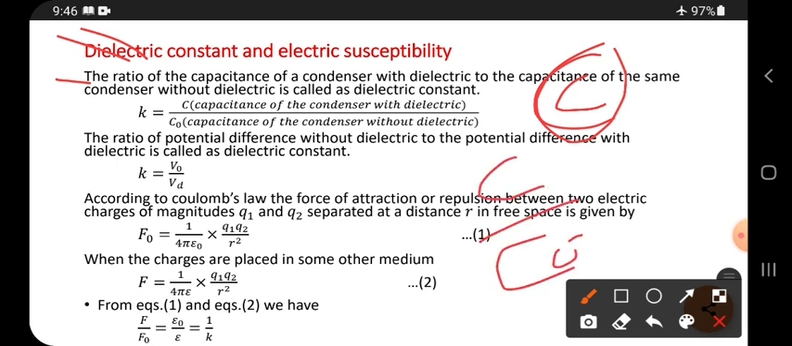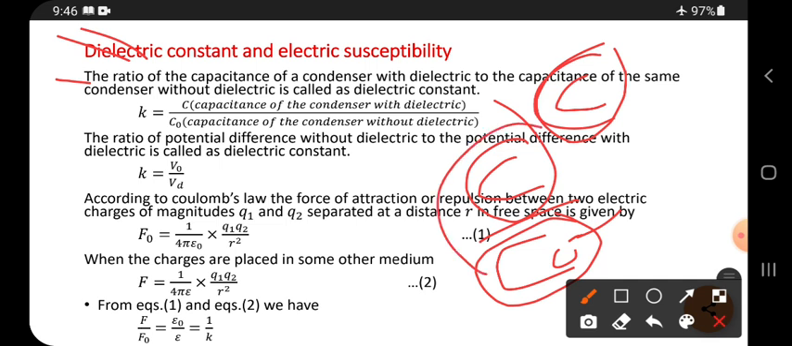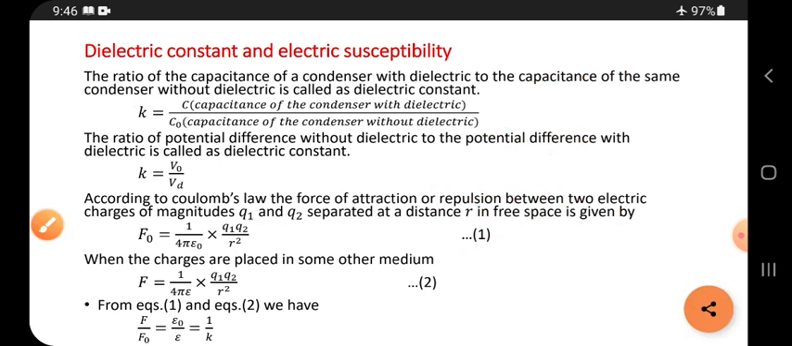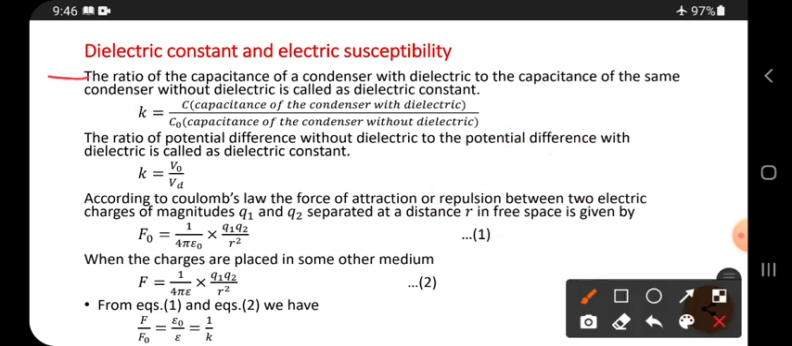C naught indicates the capacitance of the capacitor without dielectric, and C is with dielectric. So their ratio is what? It is the dielectric constant. Once again, see the definition. The ratio of the capacitance of the condenser with dielectric to the capacitance of the same condenser without dielectric is called the dielectric constant. So that is denoted by K.